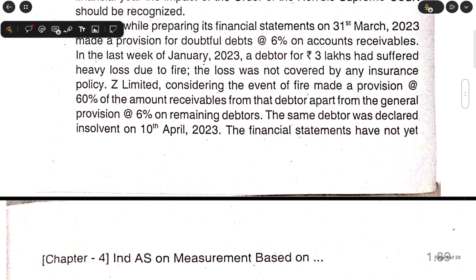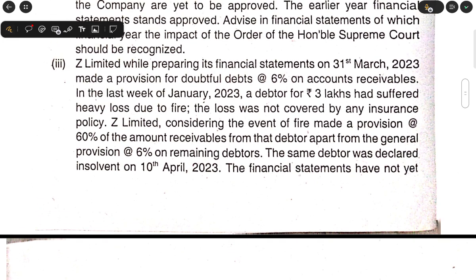What to do? In this case, on 31st March they have a debtor who has had a heavy loss, and they have booked 60 percent of the receivable as bad debts. But this event has been recognized. Before signing the audit report, or after, the debtor is completely insolvent. Now it is an event occurring after the balance sheet date, so such an event is an adjusting event. The total amount of the debtor is to be considered totally bad debt.